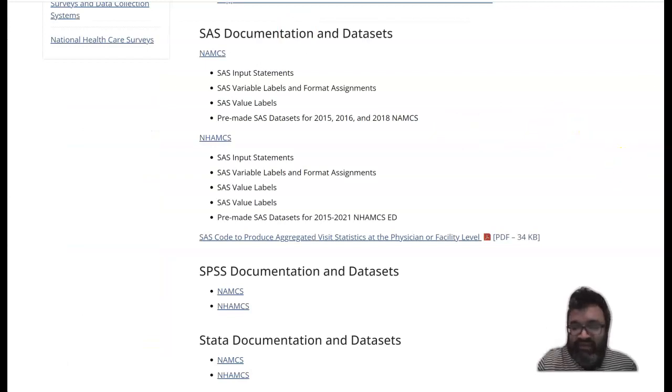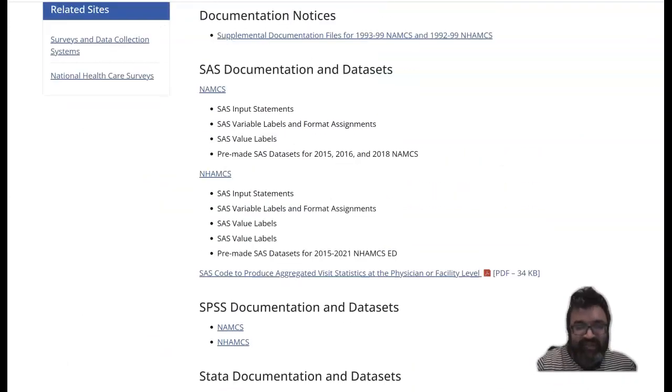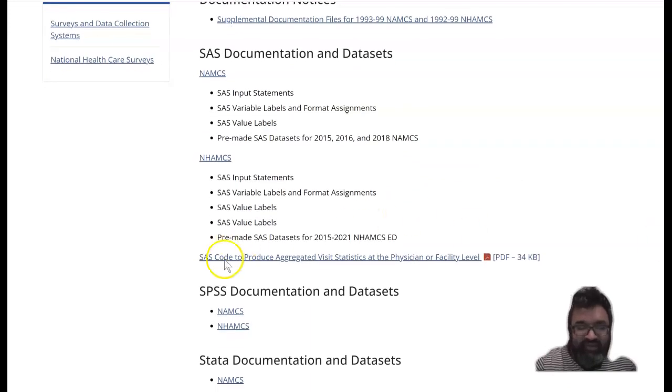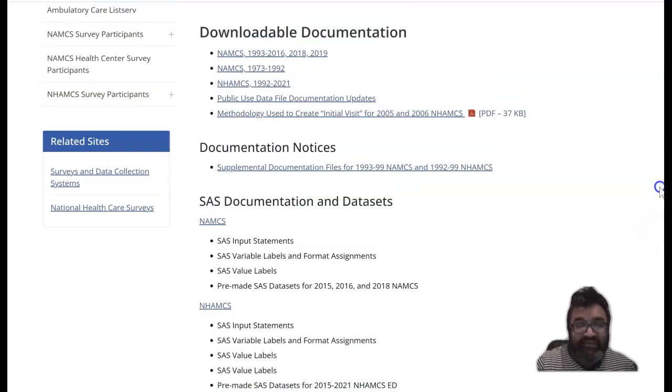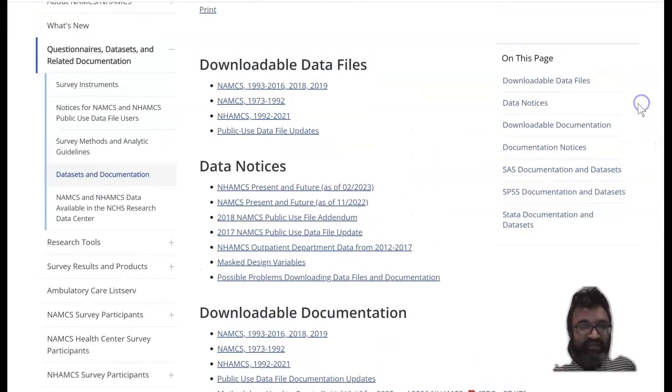Returning to the original screen, as you can see, there are multiple places where you can go in and retrieve the SPSS file. Both of these data sets have important components to them. Then we can go down the list and take a look at what additional information is available.